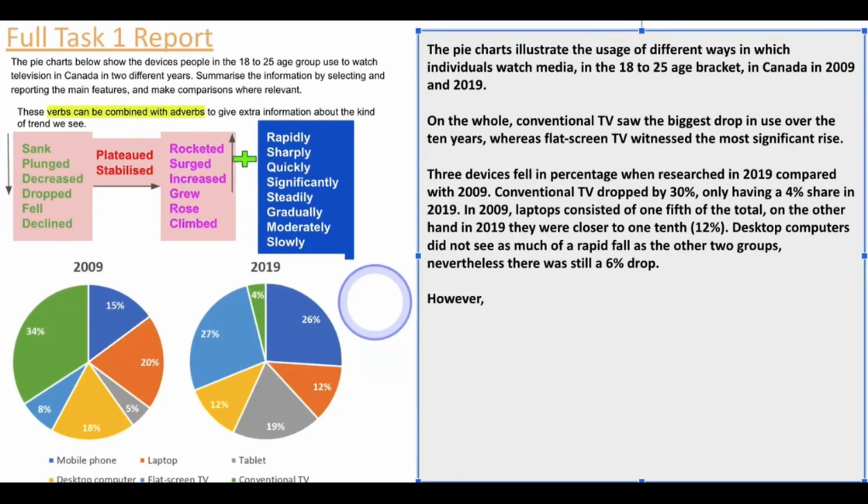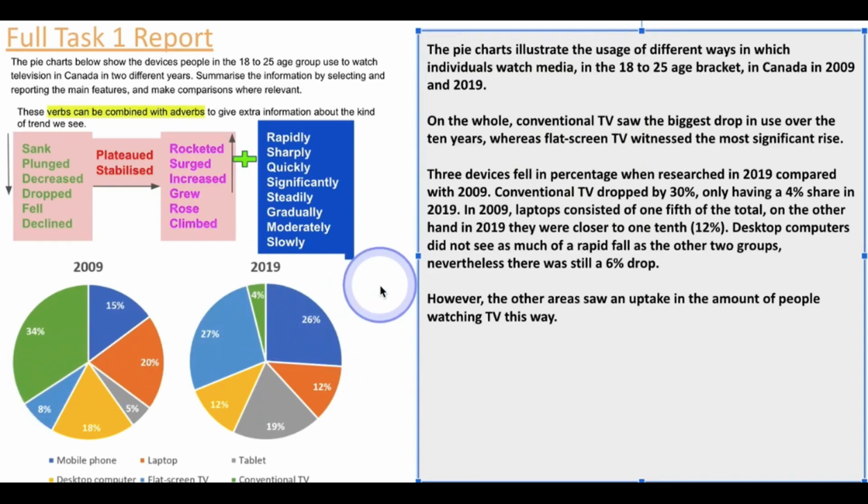And we're going to compare, however, the other areas saw an uptake in the amount of people watching TV this way. Okay, so what saw the biggest increase? Definitely flat screen TV, without a doubt.